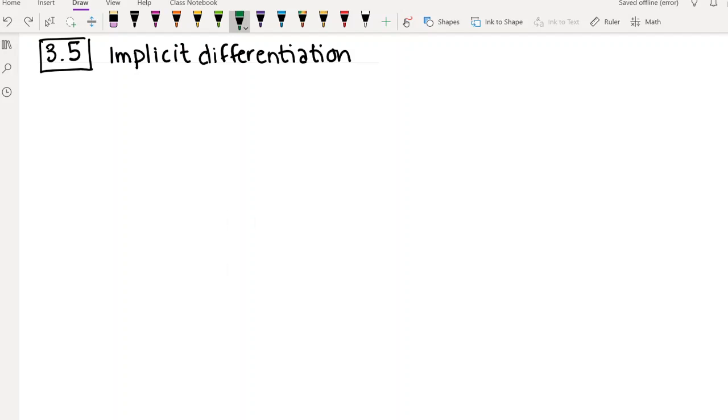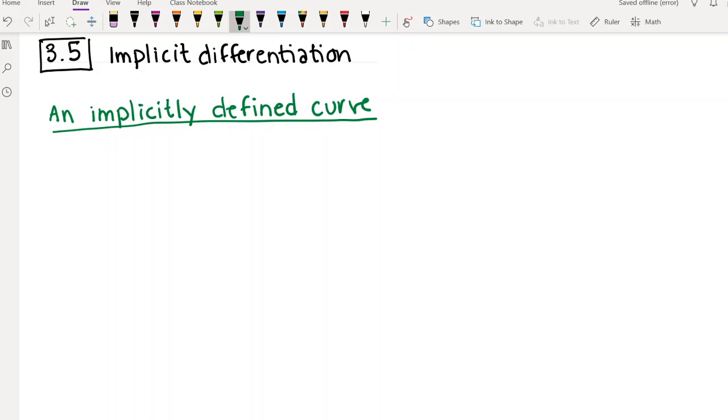So we're going to be using implicit differentiation when we have something that's called an implicitly defined curve, which sounds a little fancy, but it's not really that complicated. So I'll give you the full definition in a second, but I first just want to focus on this word curve. So the word curve in the context of math, it's basically just a way of saying a graph.